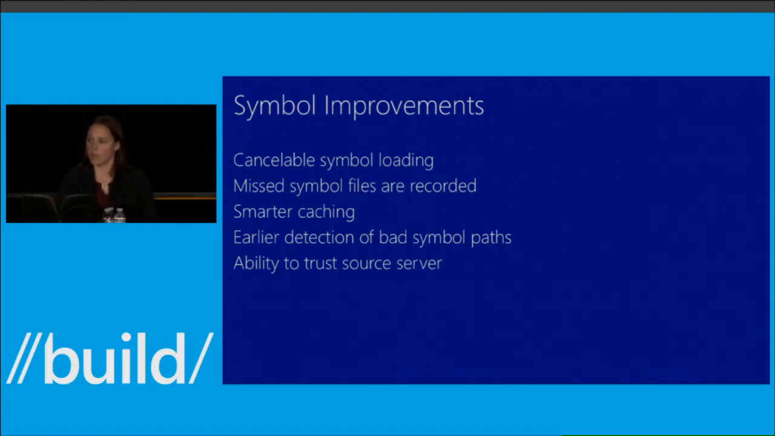We also started caching more aggressively a lot of these loading paths and some of the operations that we were performing. And now we'll be able to detect bad symbol paths earlier so that you can bail out sooner and continue with your work. And lastly, we've now allowed the ability to trust a source symbol server, for example, a TFS server, so that you won't get those security dialogs popping up on you. And you can configure that in the Tools Options dialog.